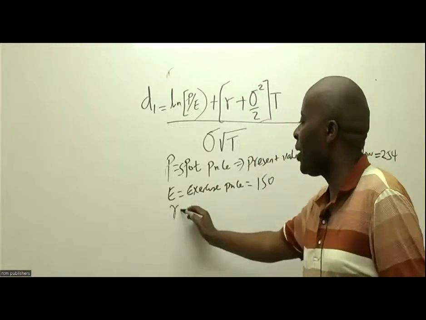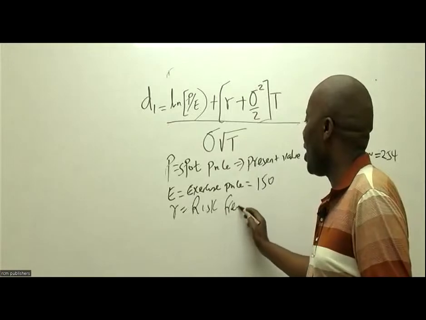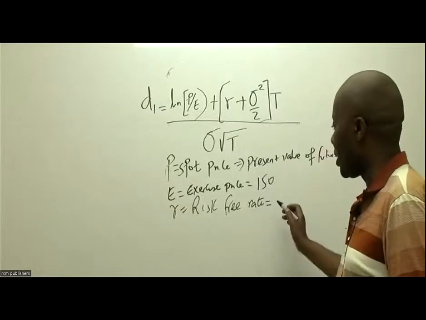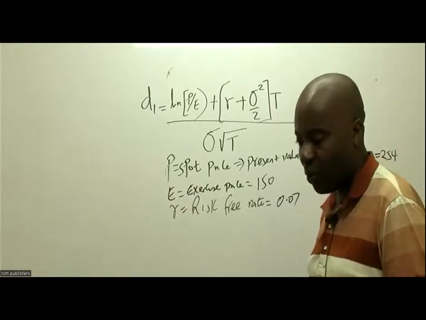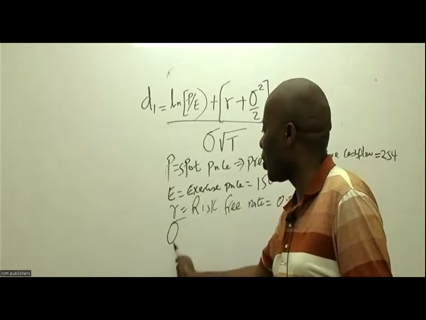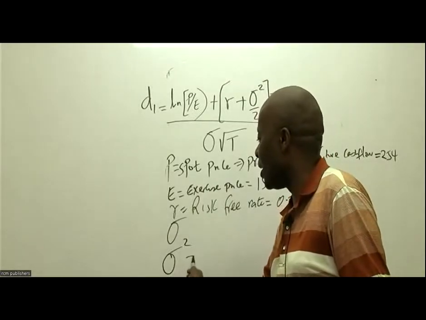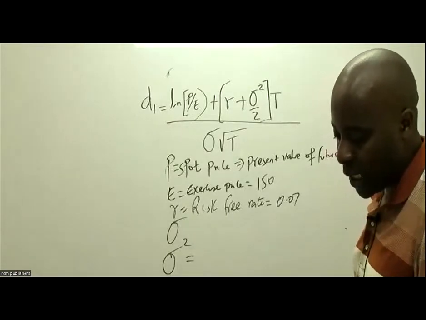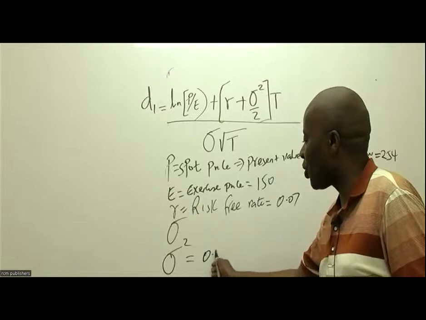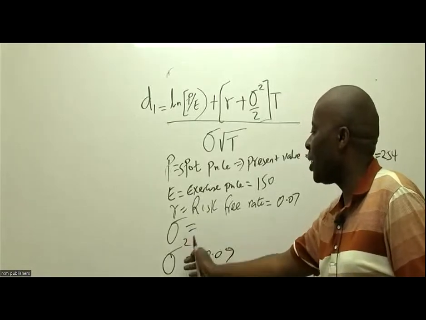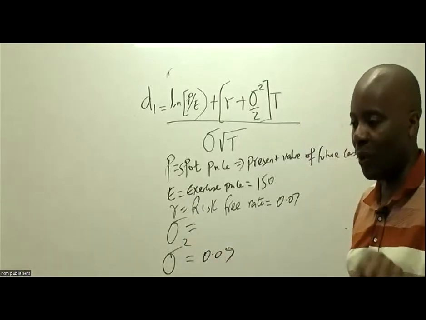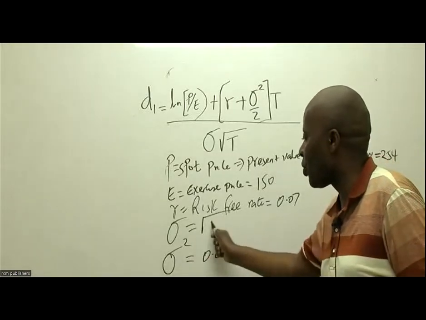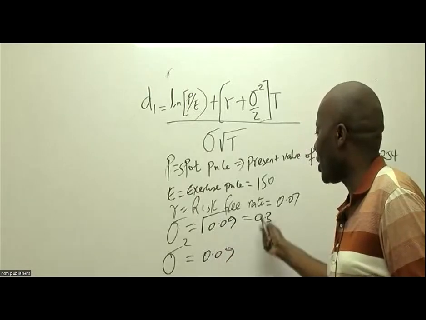Now, R is the risk-free rate of return, which in this question has been given as 7%, which is the same as 0.07. And then we have the standard deviation. What they gave us is the variance of the cash flows, the variance as 0.09. When I see the variance, I can easily get the standard deviation by taking the square root of 0.09, which will be 0.3.